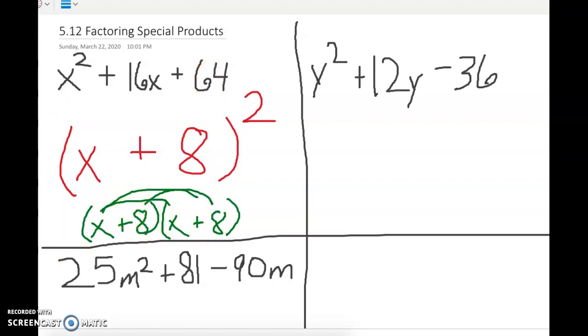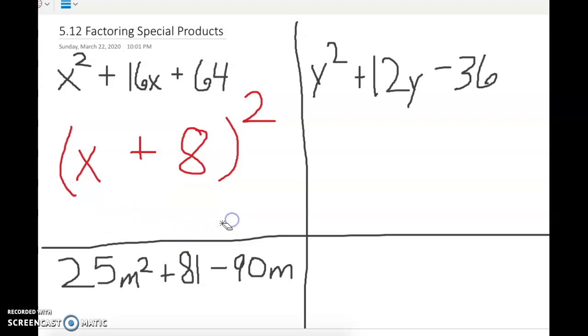So the answer is yes, this equation is a perfect square trinomial. How we factor it for our answer: it will look like parentheses x plus 8 close parentheses squared. Let's move on to the next one.